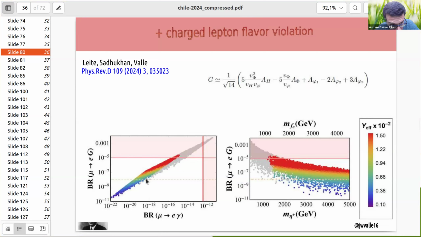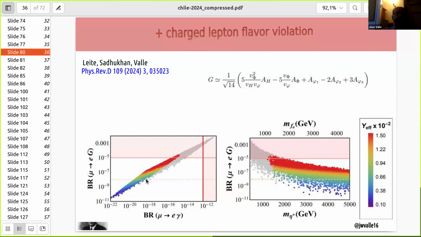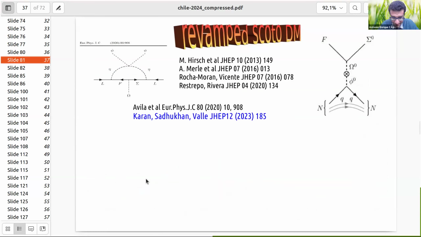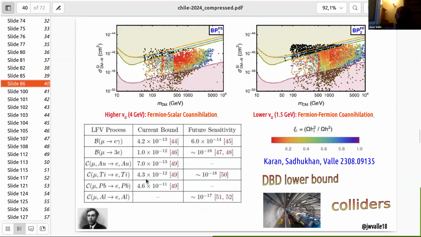I see. Mu to e conversion constraints are weaker, I suppose. Mu to e conversion, you can do everything. In fact, we may do it. We are in the middle of it. Usually mu to e gamma is more restrictive, not always. Sometimes mu-e conversion or mu to 3e, it depends. To be honest, I don't know the answer. We computed the simplest, the most obvious thing, and that was mu to e gamma. But we have a complete map. Here we included a complete map. This is for the scotogenic model. You have more things.